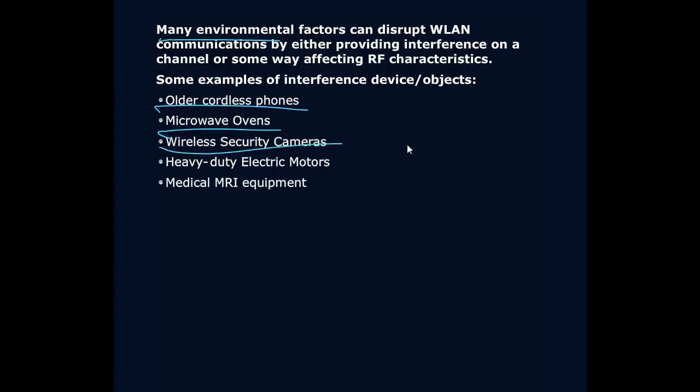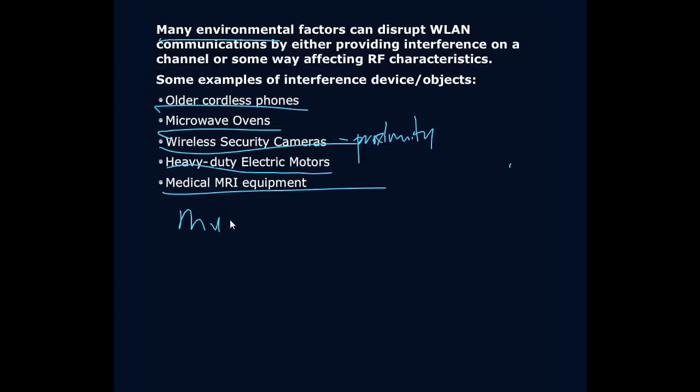Wireless security cameras, and usually this is due to proximity. Be aware when you have wireless security cameras, it can cause an issue. Heavy-duty electric motors, electric forklifts, things of that nature generate electric fields. Those electric fields can mess with our RF. Medical MRI equipment, when they're powered on, is going to destroy any RF signal you have. Be aware of those and plan accordingly. So these are the environmental factors that could go on and on.